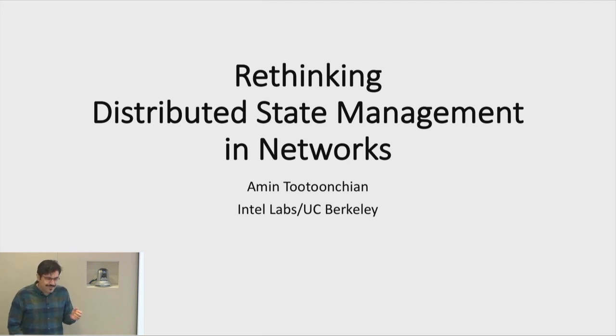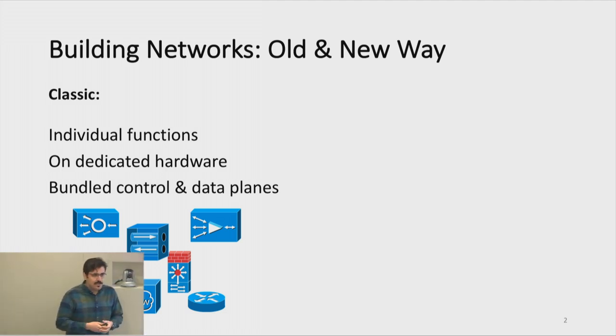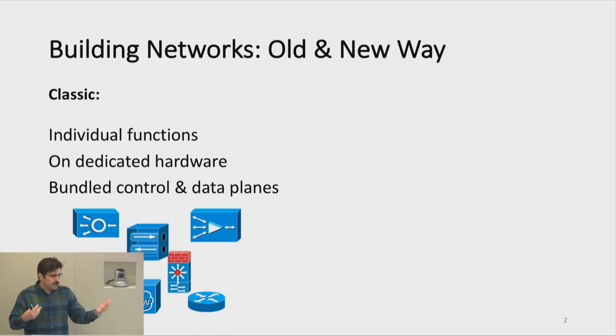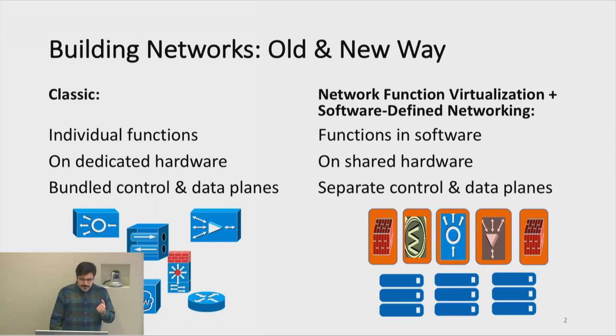So with that, let me first tell you what SDN and NFV is about. I assume you all know, so sorry about the repeat. Classically, we build networks out of composition of hardware boxes, each implementing individual functions like routing, switching, firewalling, WAN optimization, and so on. And these boxes bundle control and data planes together in a single box. With SDN and NFV, it changed in the sense that functions are now in software run on a pool of shared infrastructure and with separation of control and data planes.